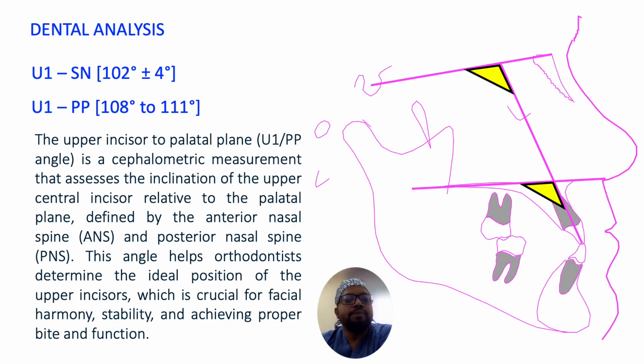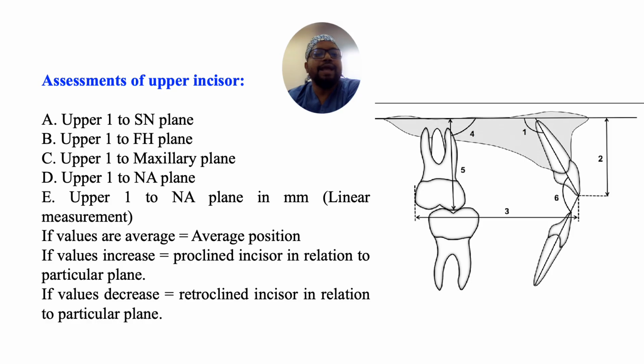Upper incisor to SN plane or upper incisor to palatal plane. So SN to upper incisor line, the long axis of the upper incisor, or the palatal plane to the long axis of the upper incisor, gives you the upper incisor assessment details. When the angle increases, it shows a proclined incisor. If it decreases, a retroclined incisor. So here it clearly shows the details of how to assess the upper incisor.